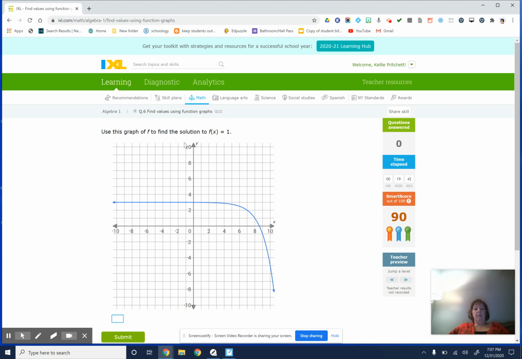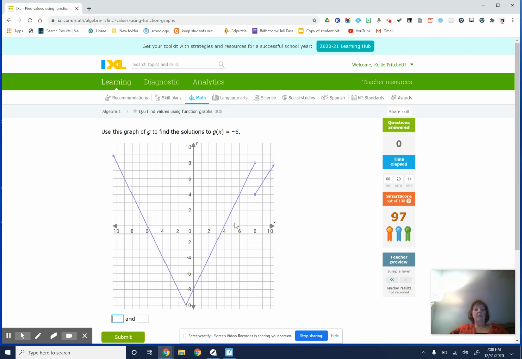All right, same type of thing. So f of x equals 1 is just a way to say y equals 1. So when y is 1, I'm figuring out what the x value is. So let's go to the y-axis and go to 1. If I come across at this level, it's never going to hit. I go this way. Oh, it hits right here. Come down and see what your x is, and it's 8. There we go. One more.